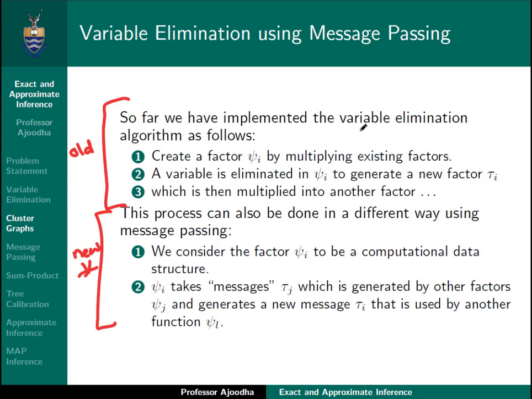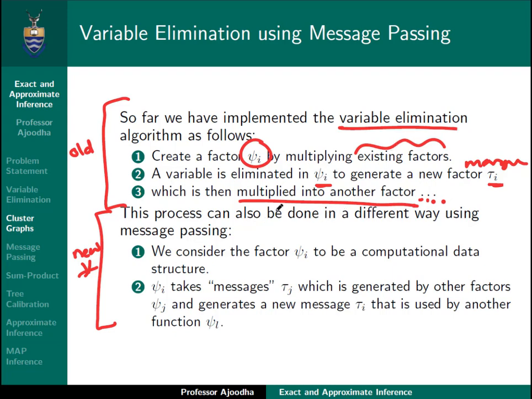So we have implemented the variable elimination algorithms. How do we do it? We created a factor psi by multiplying the existing factors. You've seen that before. And the variable is eliminated in psi to generate a new factor tau. And how is it eliminated? It's marginalized. From that, you then have your tau, and you put it back into the algorithm, and then that is multiplied into another factor, and then marginalized, and multiplied into a different factor, and marginalized, until eventually you marginalize the last variable to be eliminated, and you end up with the tau that you want.